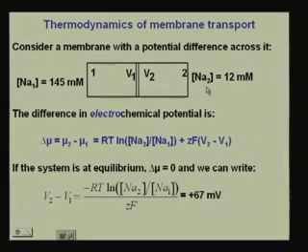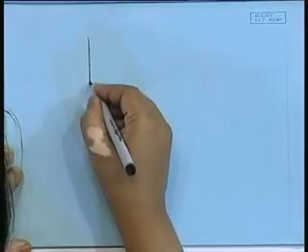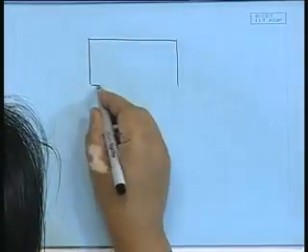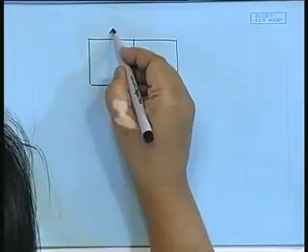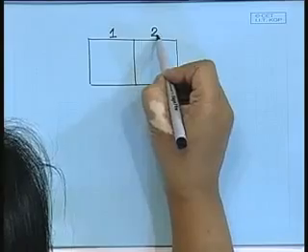The concentration at side 2 is 12 millimolar. Now, when I consider the delta mu, I also have to consider where I am. I am transferring from 1 to 2, right? So, let us go back to this just to make it clearer. Let us say I have my cell, and here I have chamber 1, here I have chamber 2.